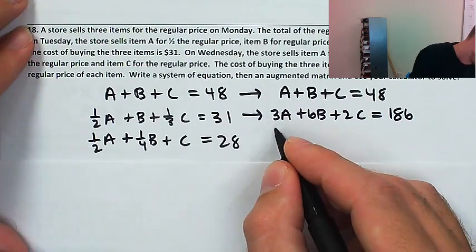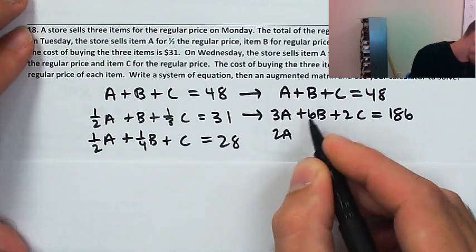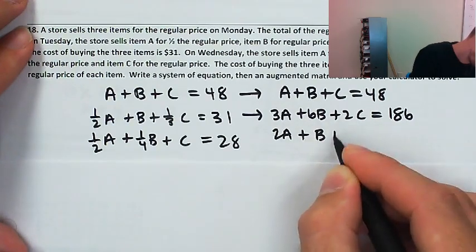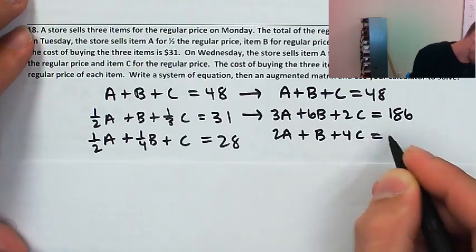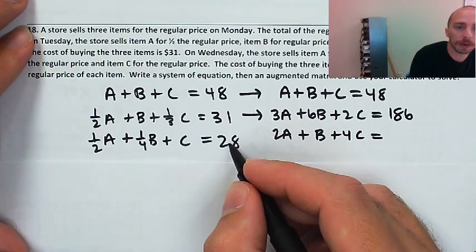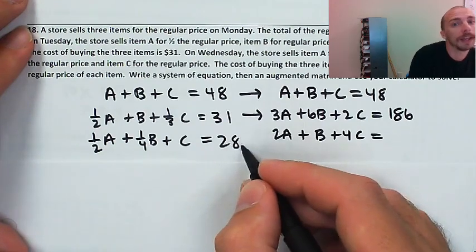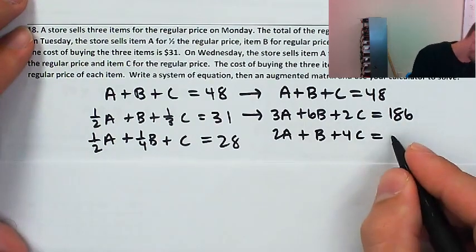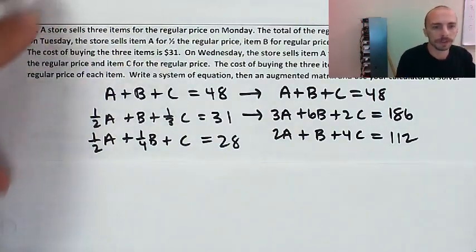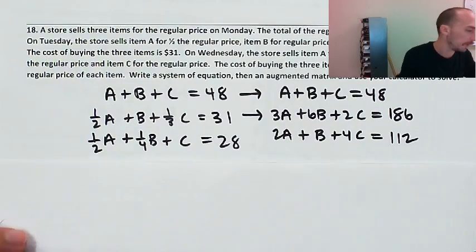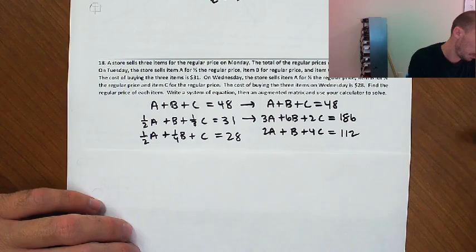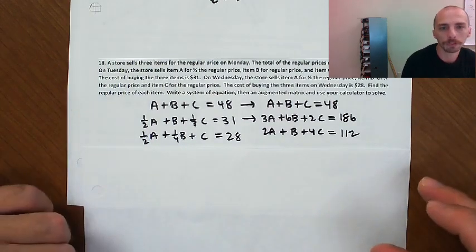So I'm going to have 2a plus b plus 4c equaling, okay, you have to multiply 28 by 4. Again, that's a bit of a stretch, but I see 25 times 4 is 100, and 3 more times 4 is 112. All right, now I've got a 3 by 3 system that looks a little friendlier. I'm not going to have to deal with fractions.